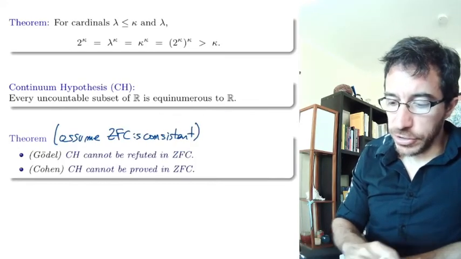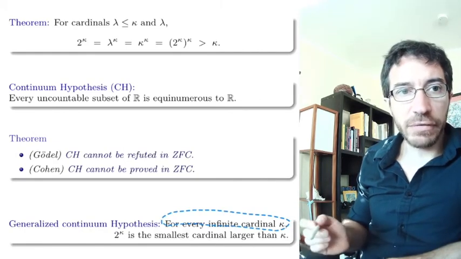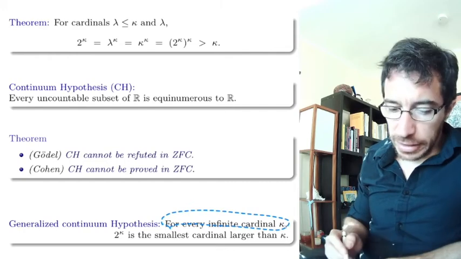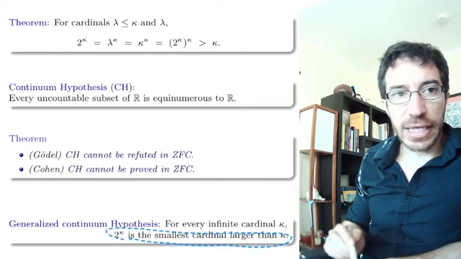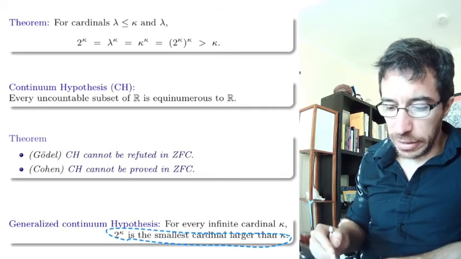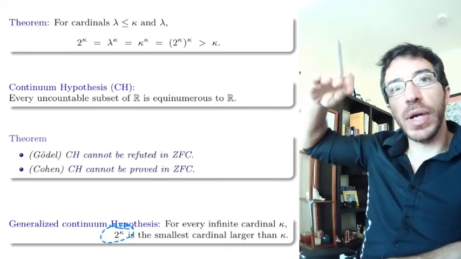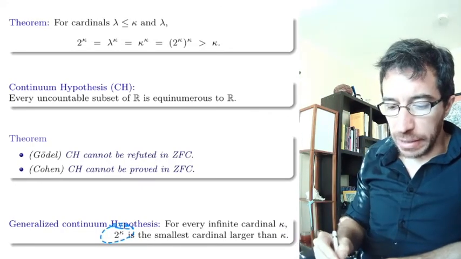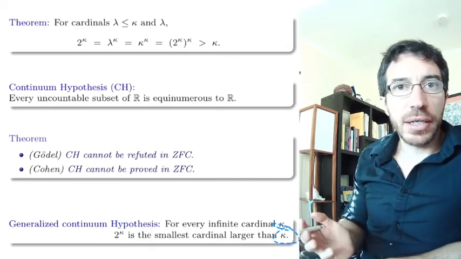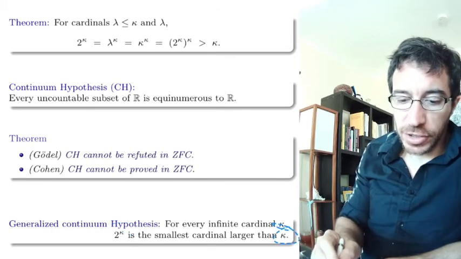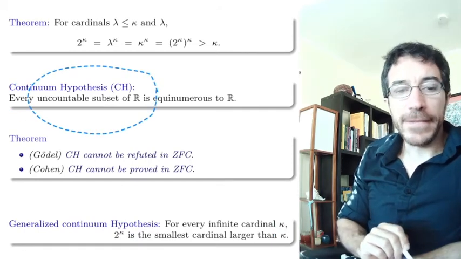The generalized continuum hypothesis tells you that for every infinite cardinal kappa, not just aleph naught, 2 to the kappa is the smallest cardinal larger than kappa. So there is nothing in between kappa and 2 to the kappa. That's what the generalized continuum hypothesis says. So all the way, for all the cardinals, 2 to the kappa is the next cardinal up after kappa. Again, this is a generalization of CH, which is the case kappa equals aleph naught. And the same story works.